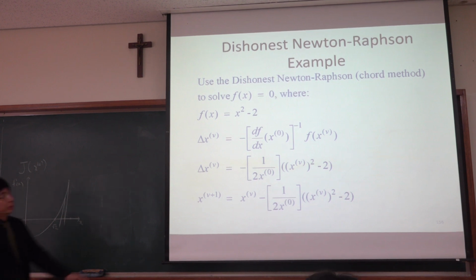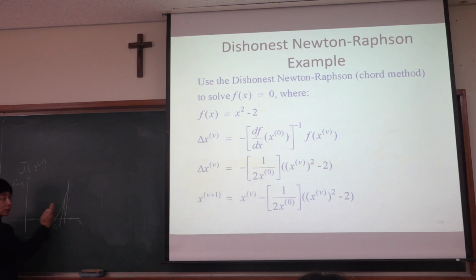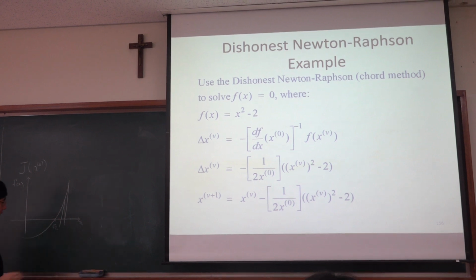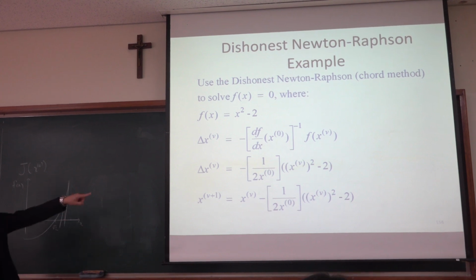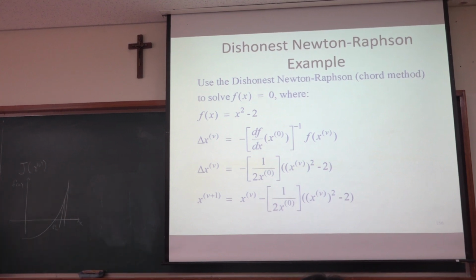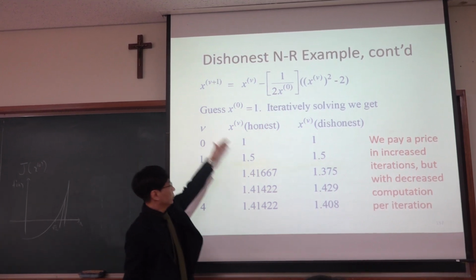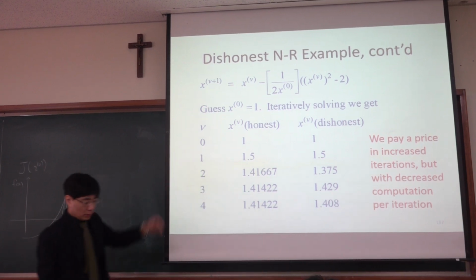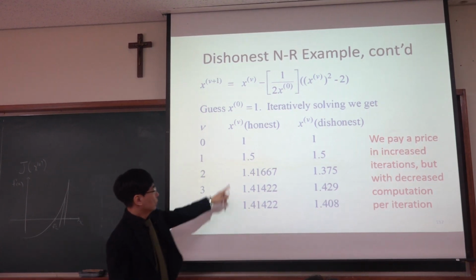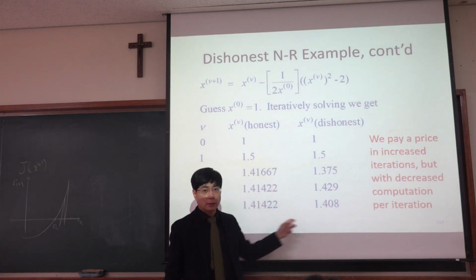But if this slope is constant, this is just constant. So rather than it changing, it is constant, but it works. It works in this simple example. So this is the iteration of honest Newton-Raphson and dishonest Newton-Raphson. As the iteration goes on, the solution converges anyway, and it is slightly different, but not that much.